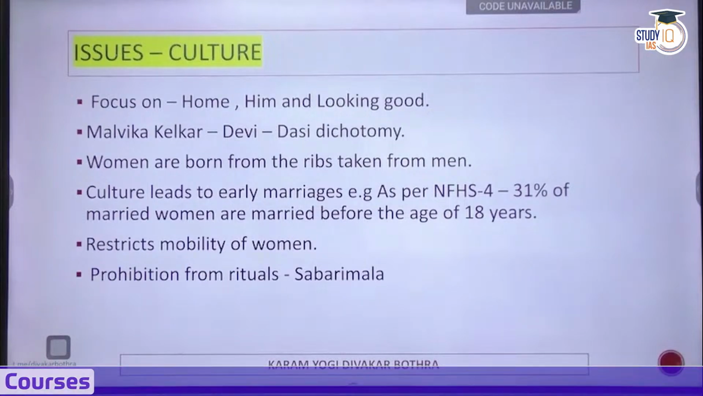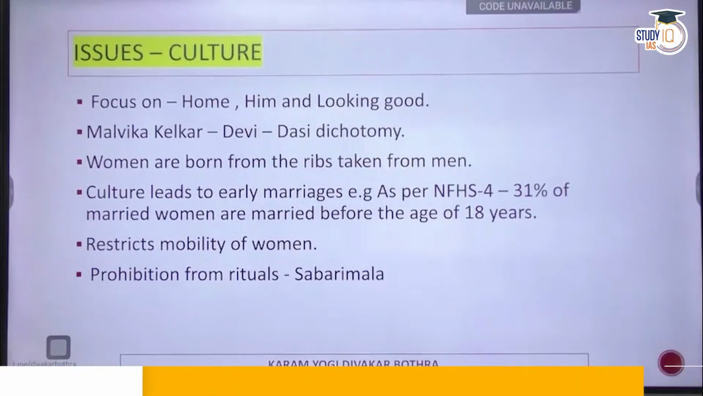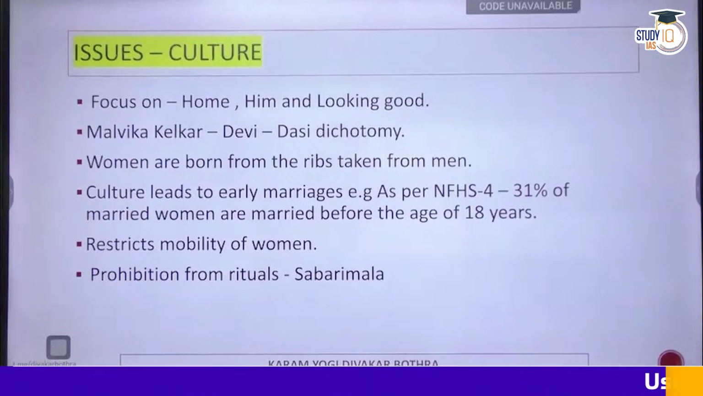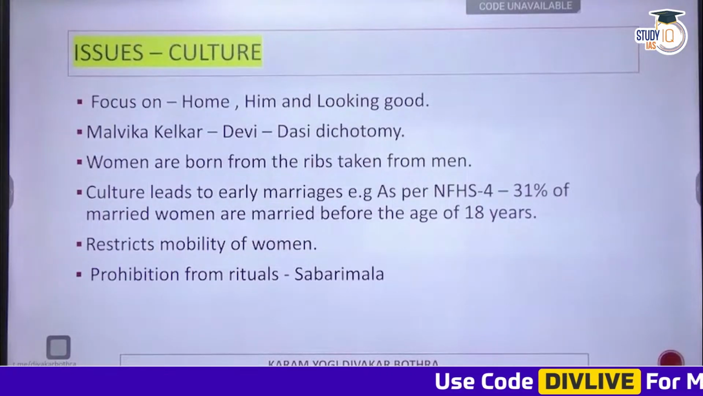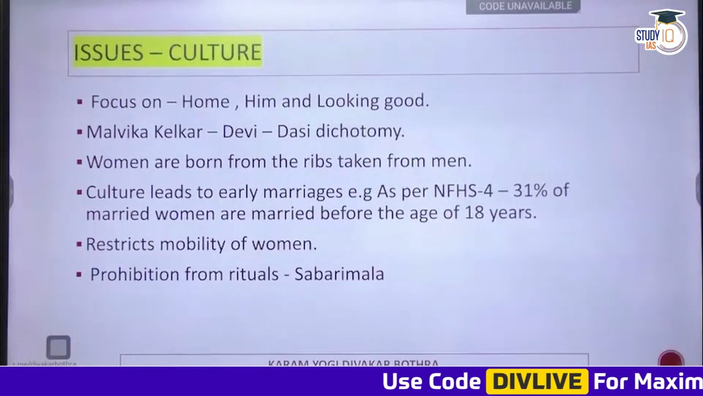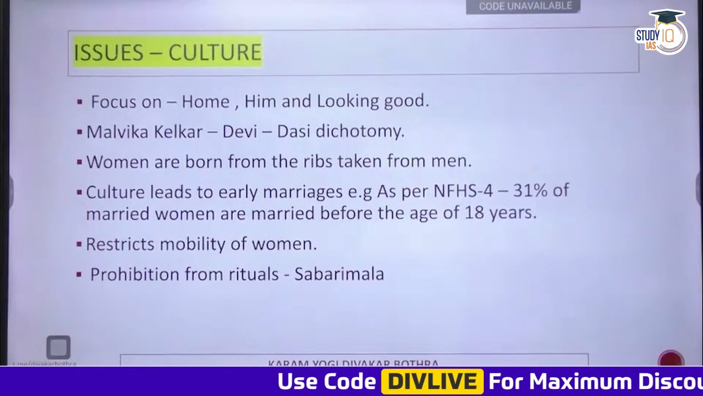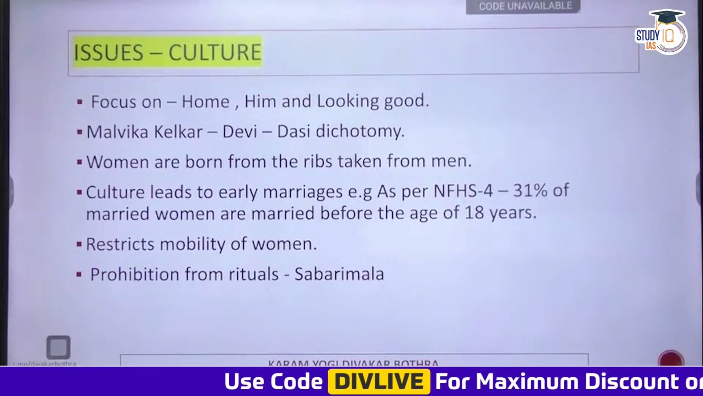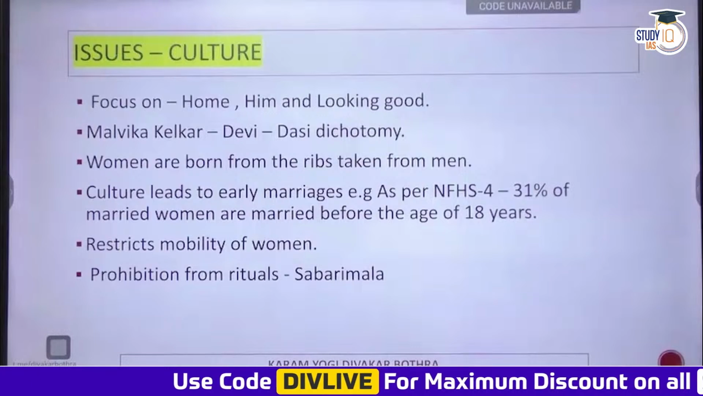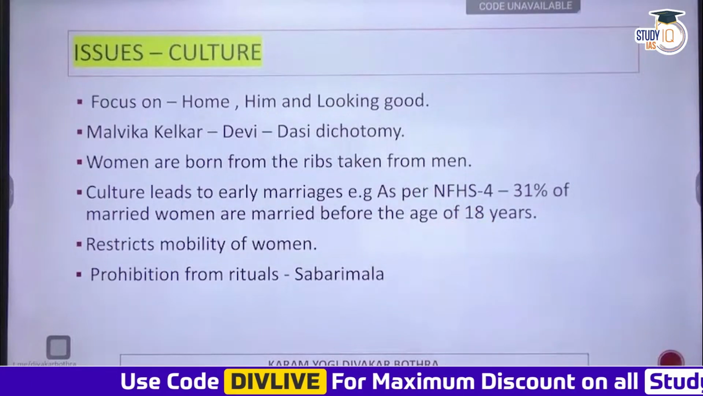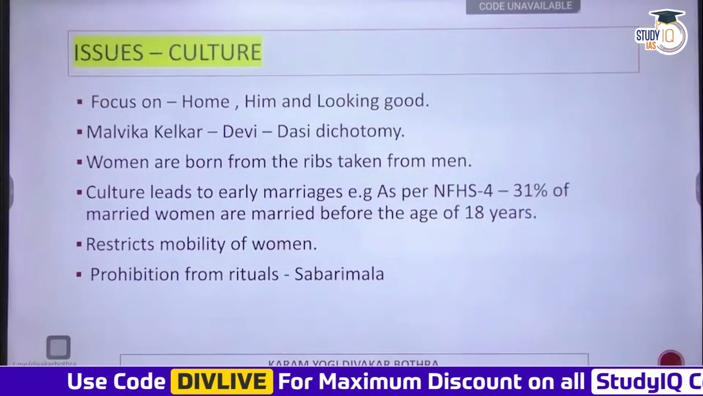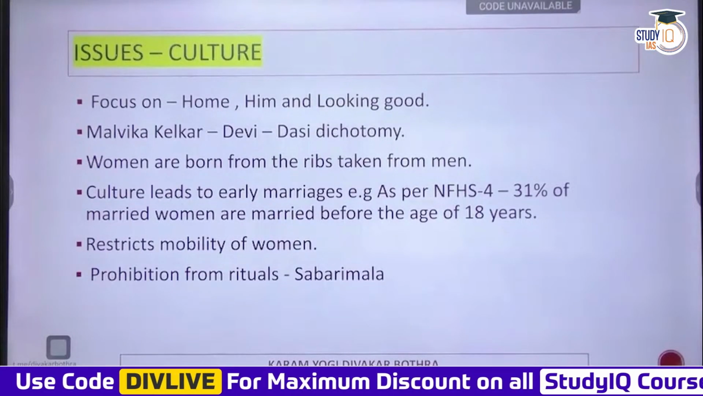Second, Malvika Kelkar gave the concept of the Devi-Dasi dichotomy. What does it mean? She advocates that if a woman adheres to the principles of culture, follows culture, then she would be considered Devi. But if the woman questions culture or negates the cultural value systems and goes against it as far as behavior and mindsets are concerned, then she would be treated as Dasi. Dasi here indicates she would become a victim of violence.